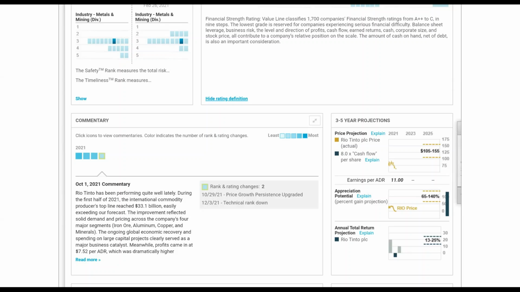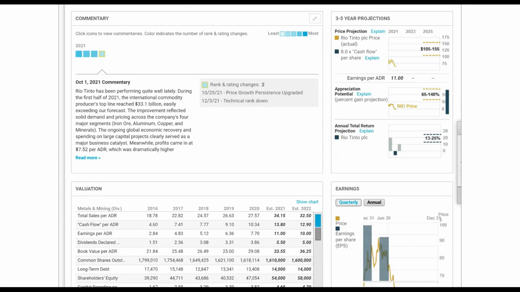And I think investor quality, you don't go below like B++ or something like that. Anyway, if you look in that box on the right, 3 to 5 year projections, this is where the stock price is in that first box, and where it's expected to range, which was that 100 to 150 range.